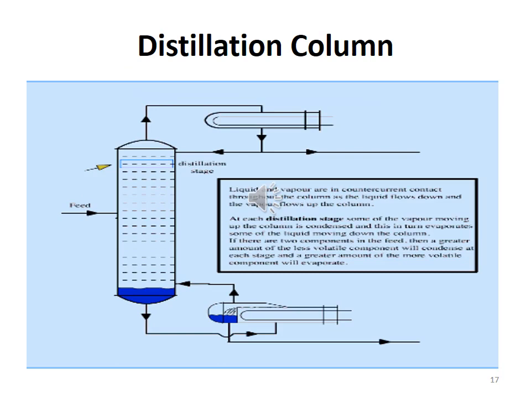This diagram shows that liquid and vapors are in countercurrent contact throughout the column, as the liquid flows down and the vapor flows up the column. At each distillation stage, some of the vapors moving up the column are condensed and in return evaporate some of the liquid moving down the column. If there are two components in the feed, then a greater amount of the less volatile component will condense at each stage and a greater amount of the more volatile component will evaporate.